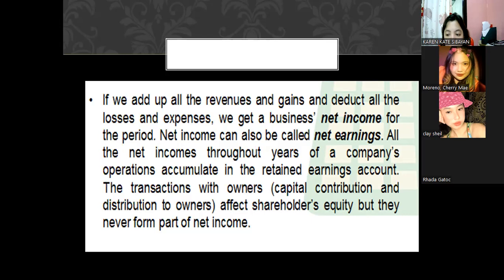If higher ang revenue, kapag revenue or income minus expenses, kapag positive ang naging result niyan, net income yan. Pero kapag naging negative yan, meaning to say your expenses is higher than your revenue, net loss ang tawag dyan. Okay? And that ends our discussion for today.